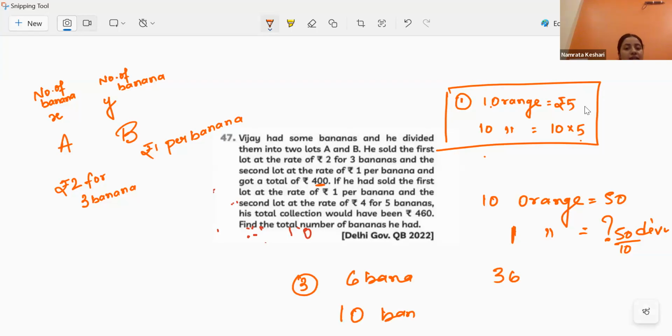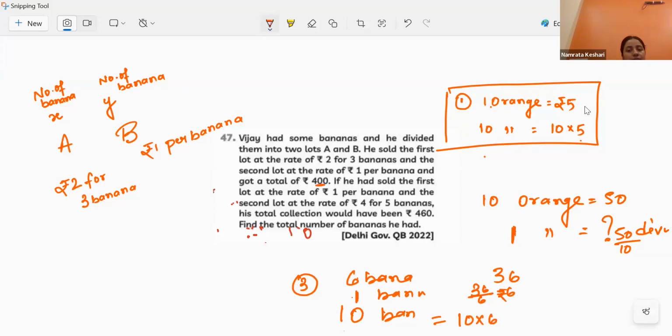So you will say that 6 banana price I know. Let's find 1 banana's price first. Bigger number to 1, division. 36 by 6, that is 6 rupees for 1 banana. Now 1 to bigger number we are going multiplication.